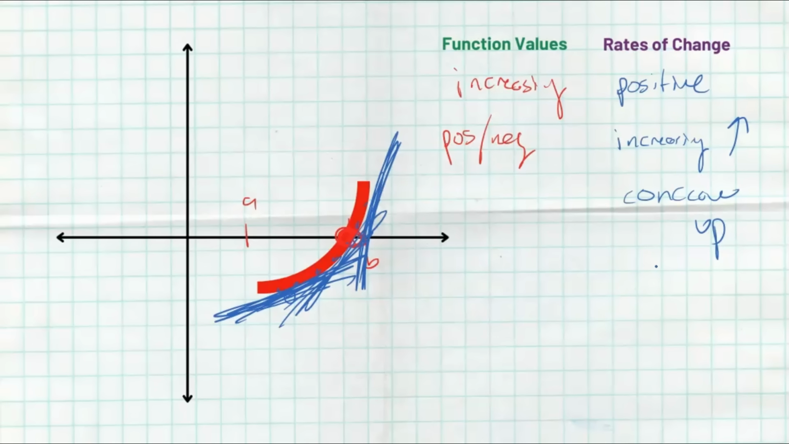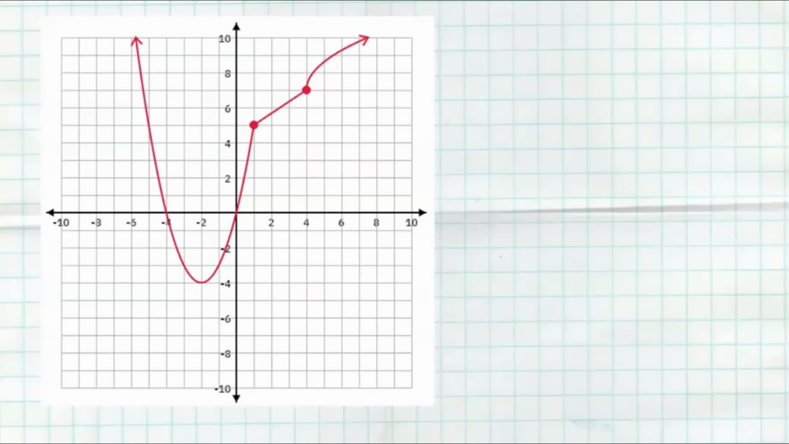Okay. And anywhere where we change concavity, maybe you switch from concave up to concave down, that's going to be called an inflection point. Now, when we look at a graph, we can also see concavity.